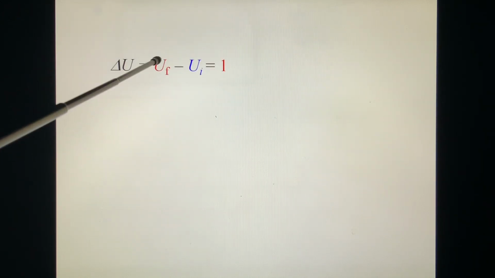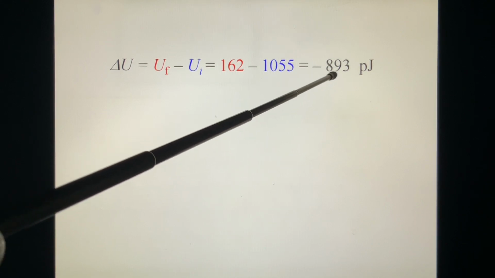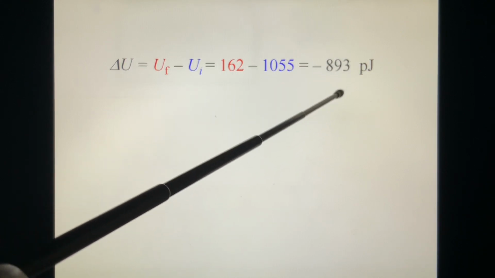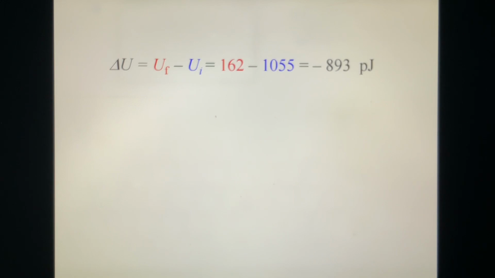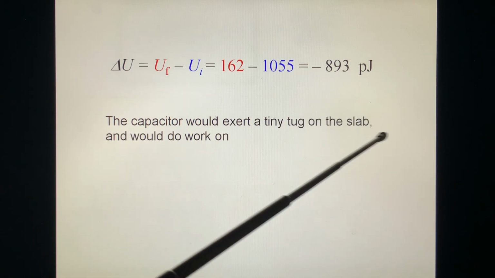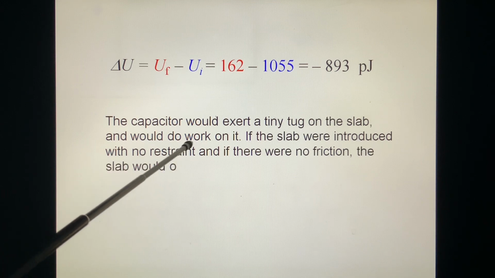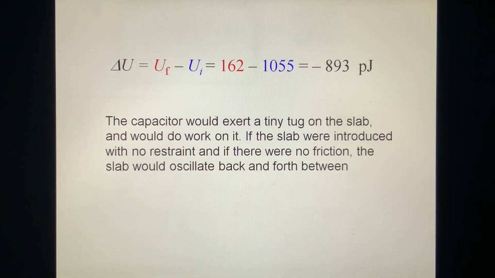So delta U equals U final minus U initial. We get minus 893 picojoule. Negative. Why is it negative? Because the capacitor would exert a tiny tug on the slab and would do work on it. We attract the slab. The slab was introduced with no restraint, and if there was no friction, the slab would oscillate back and forth between the plates.